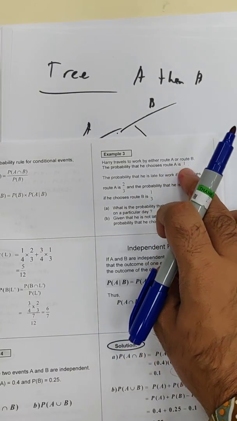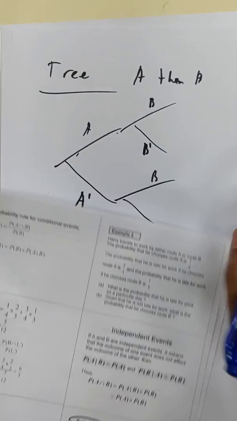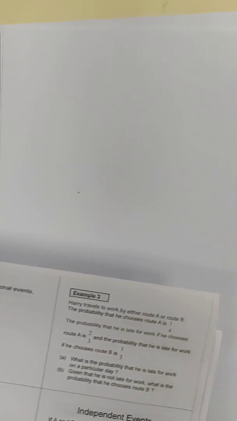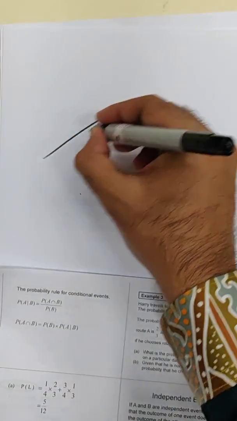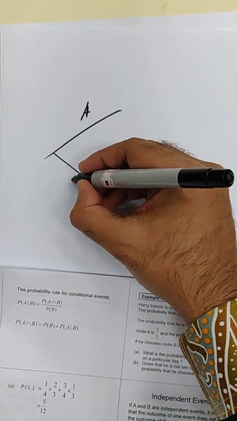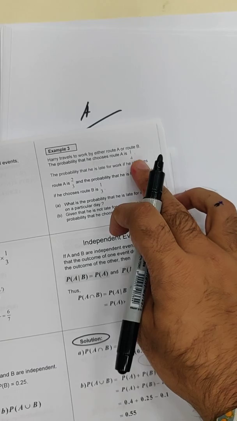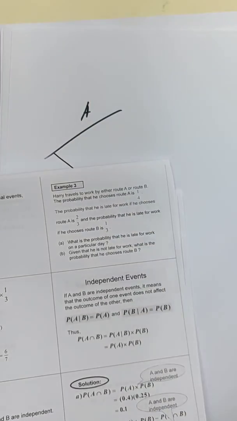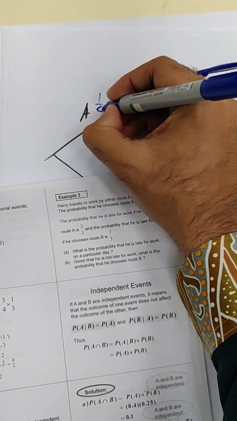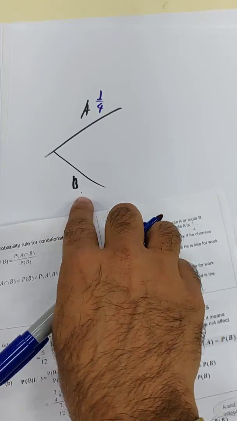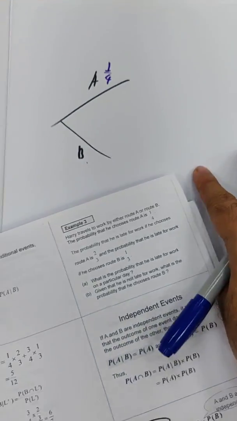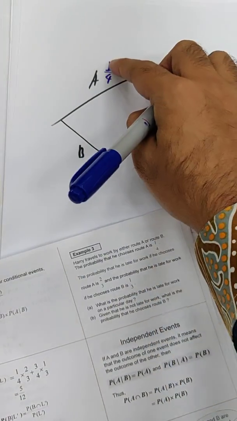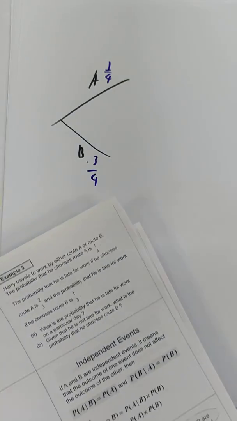So probability, firstly, he chooses route A is 1/4. Okay, we can change here to A, and let's give it a branch. So either he takes route A or route B, and then probability of choosing route A is 1/4. We do not have probability for route B, but we can give it a guess. How much? 3/4. How do you know? Simply 1 minus 1/4.